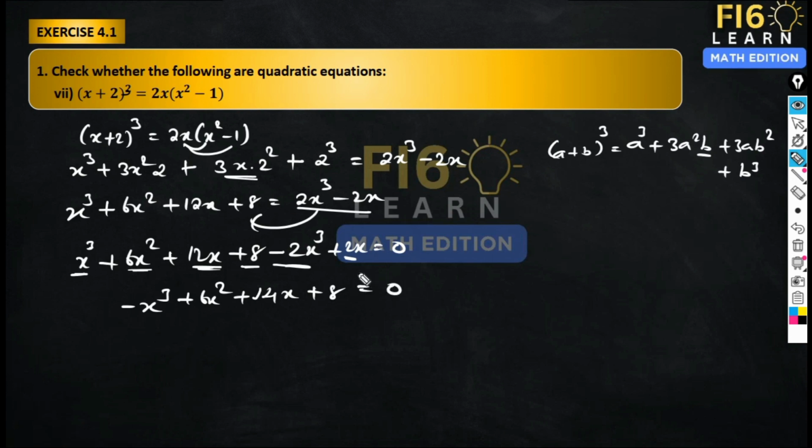So we don't want a negative sign in front of the polynomial equation, so I am multiplying the entire equation with the minus, so I will get x cube minus 6x square minus 14x minus 8 is equal to 0. So even if you stop up to this step, your answer is correct. I'm just changing the way it looks.